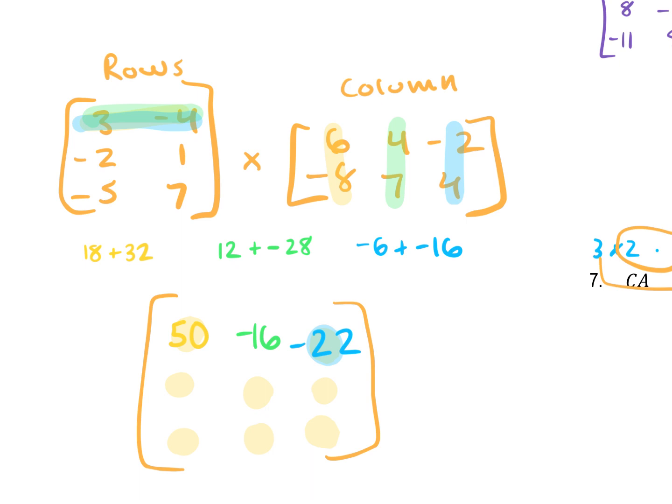Now we can move on to the second row, first column. Negative 2 times 6 would be negative 12, plus 1 times negative 8 is negative 8. So that would be negative 20.